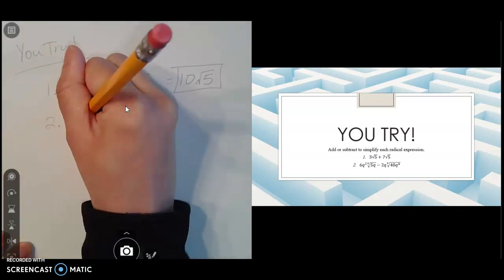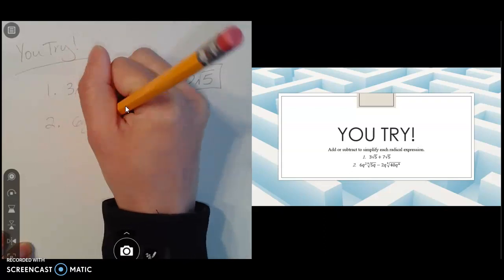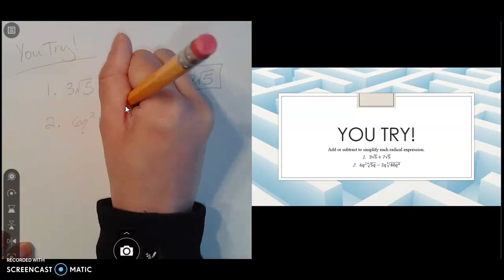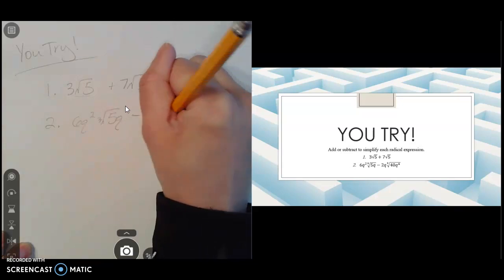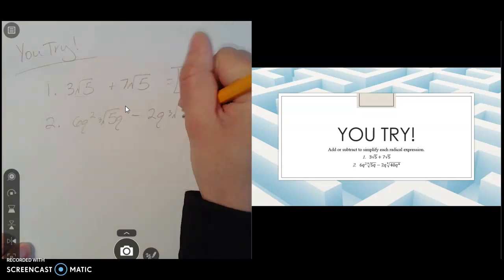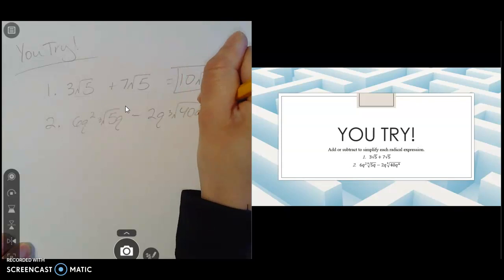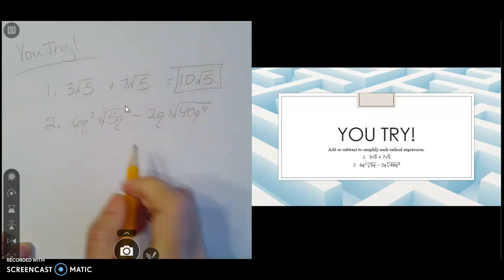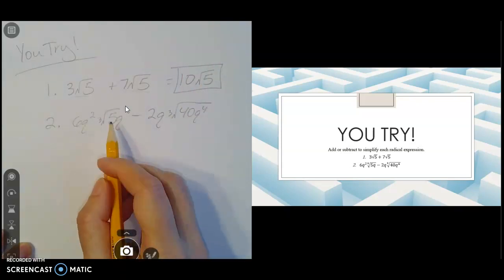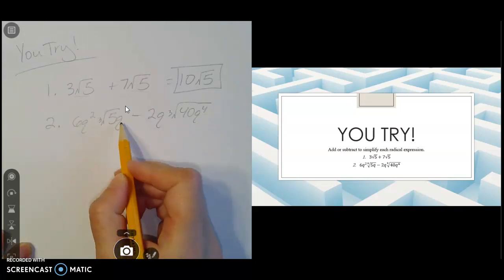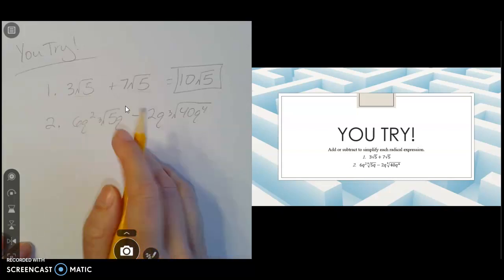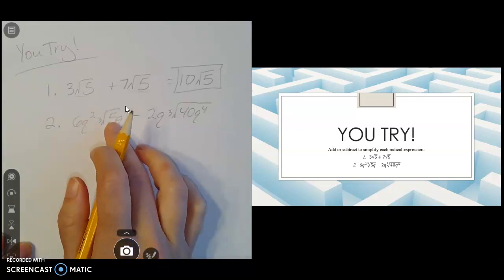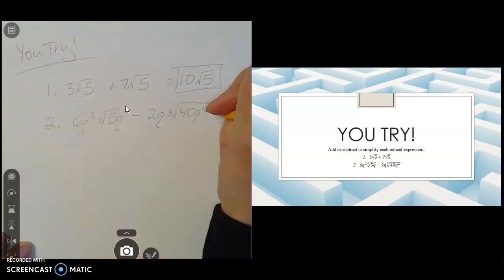You started out with 6q squared, cube root of 5q, minus 2q, cube root of 40q to the 4th. All right, well, the 5q can't be simplified at all because 5 is prime. It's not going to break into a group of 3. And there's just one q, so we also don't have a group of 3 q's to take out. So that's as simplified as the first one's going to be. But you can simplify the second one.